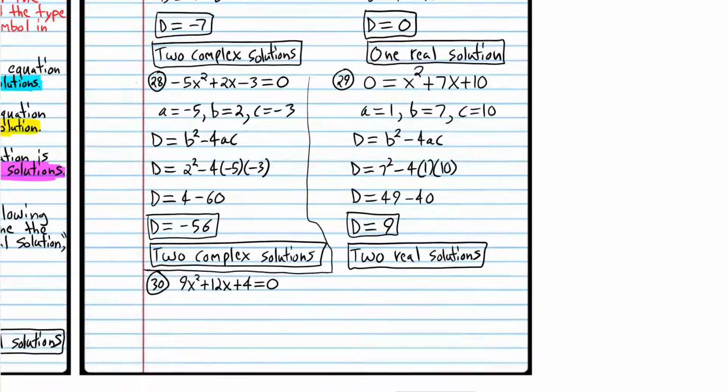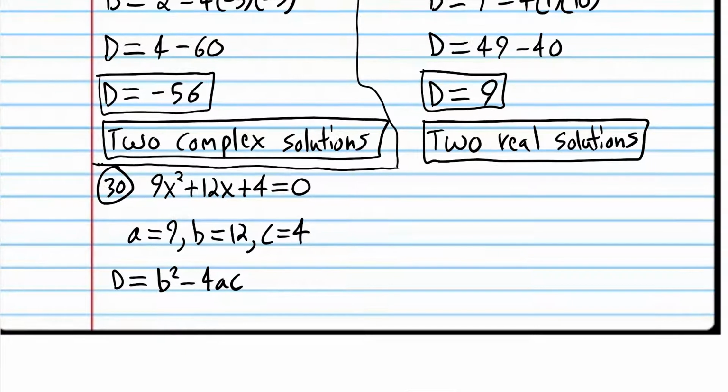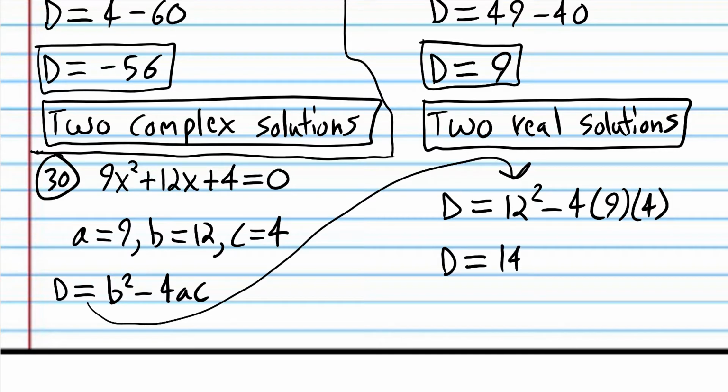All right, we're back. So I'm going to label constants, and I'm going to write the formula. And then we need to go up here, and the discriminant is equal to 12 squared minus 4 times a times c. And 12 squared is 144, and negative 4 times 9 is negative 36, and negative 36 times 4 is 144.